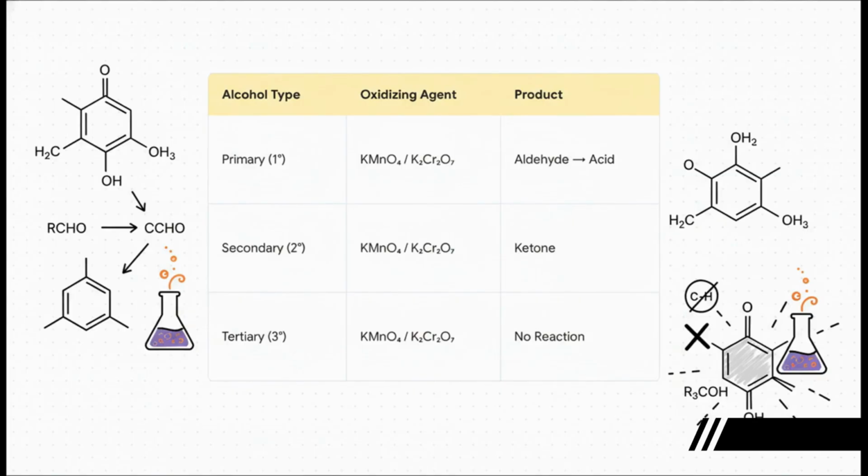Well, just look at the carbon that's attached to the OH group. In a tertiary alcohol, it's already bonded to 3 other carbons. It doesn't have a hydrogen atom attached to it. And for this kind of oxidation, you need that hydrogen to get plucked off. No hydrogen, no reaction. Simple as that.